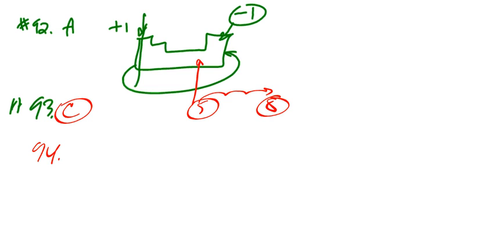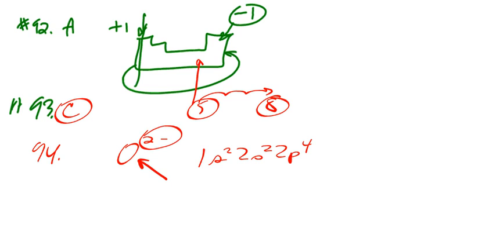Number 94. What is the electron configuration of O with a 2-? O by itself we should know is 1s2, 2s2, 2p4. With a 2- means we've added 2 more electrons into the mix, and now we end up without a 2p4 but a 2p6. Number 94, the answer is going to be B.